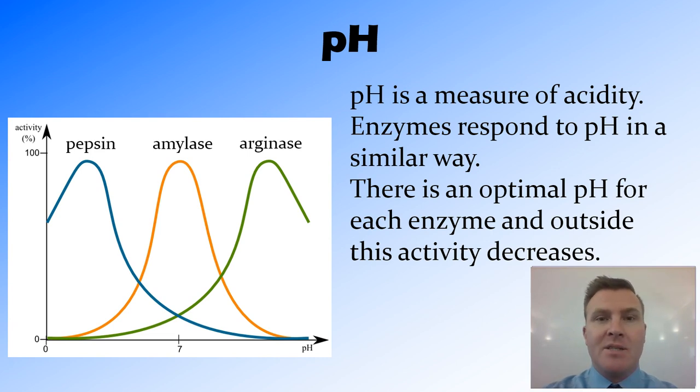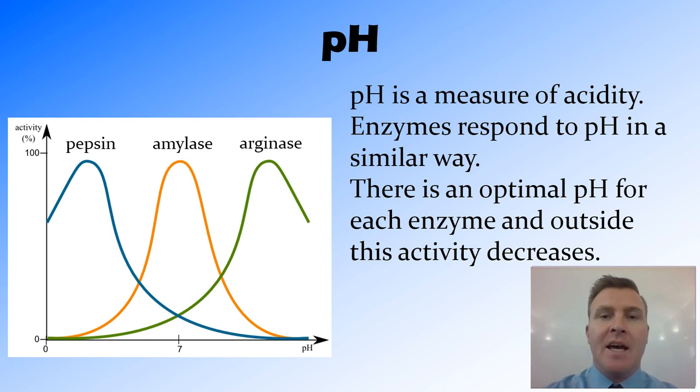Now, different enzymes have that optimal pH at different points. So we've got three enzymes here: pepsin, amylase, and arginase. Now, amylase is an enzyme that's produced in saliva to break down starches. So when that amylase works, it's working at a neutral pH. Your saliva is neutral, pH 7. So it's active at pH 7.